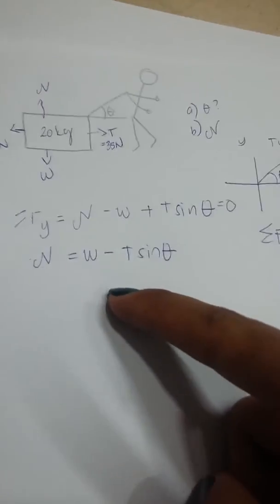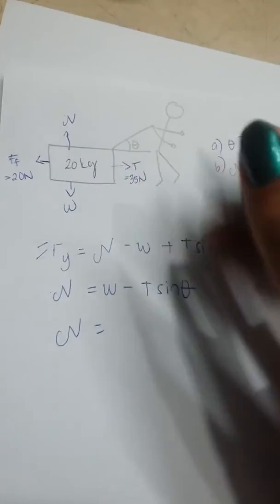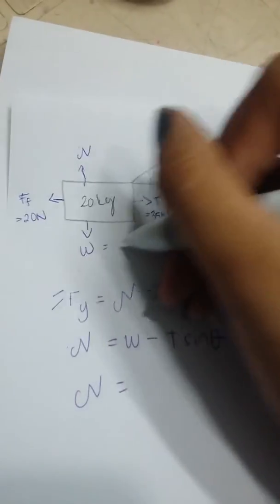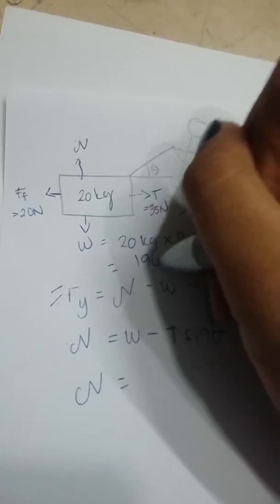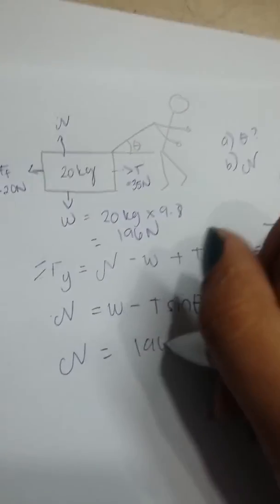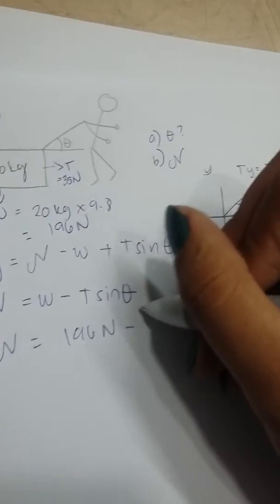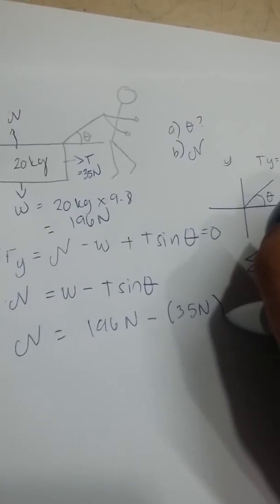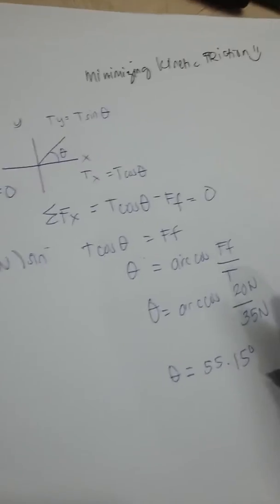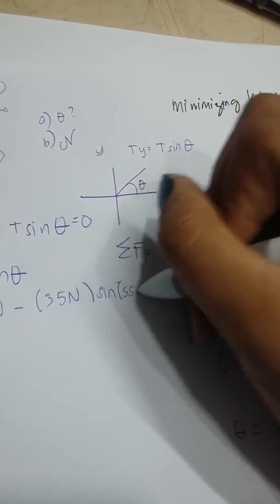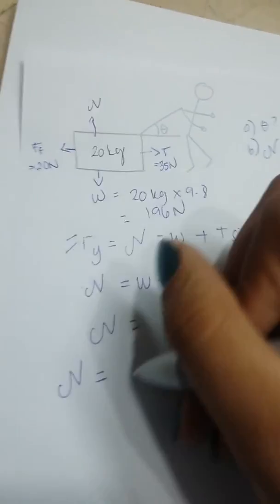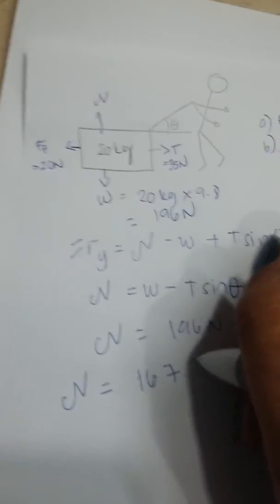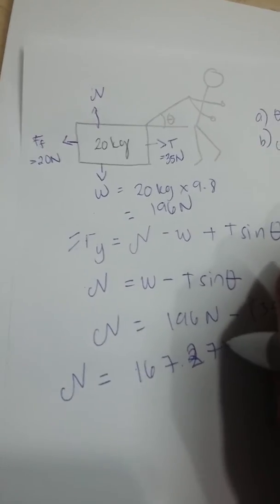Since we already have the value for theta, we would use this in this equation. Normal force is equal to the weight. Since the mass is in kilograms, that would be 20 kilograms times 9.8, which is 196 newtons. So 196 newtons minus T, that is 35 newtons, times sine 55.15. That would be equal to 167.277.